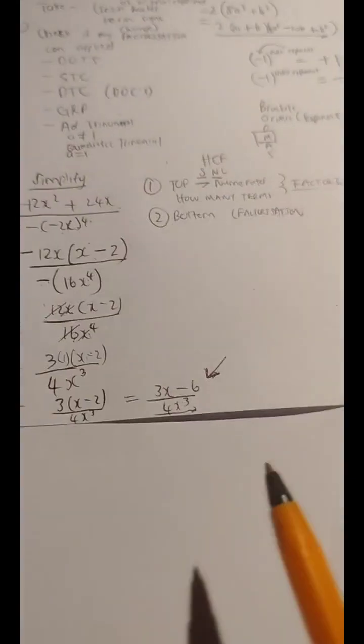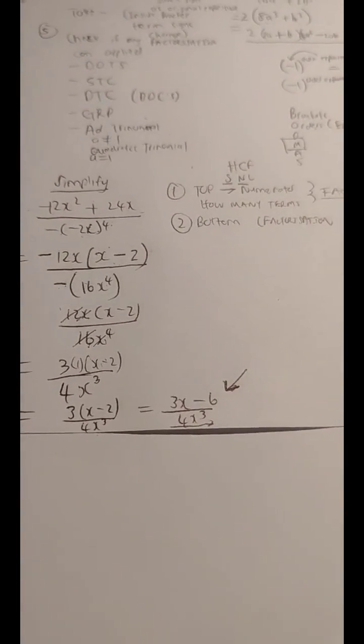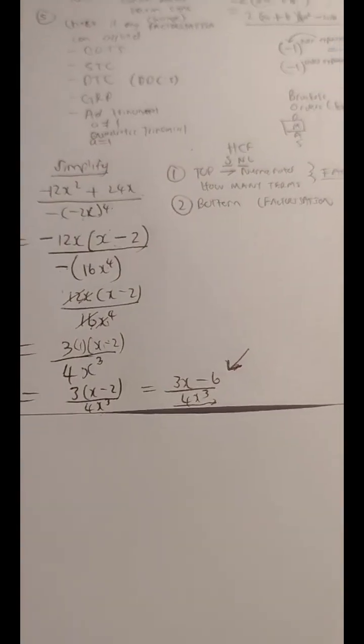All right. So now what are we left with, guys? 3 into x minus 2 over 4x cubed. And in all honesty, we can write this as 3x minus 6 over 4x cubed. We can expand out the numerator, but the denominator we can leave as it is. So then our answer is 3x minus 6 over 4x cubed.